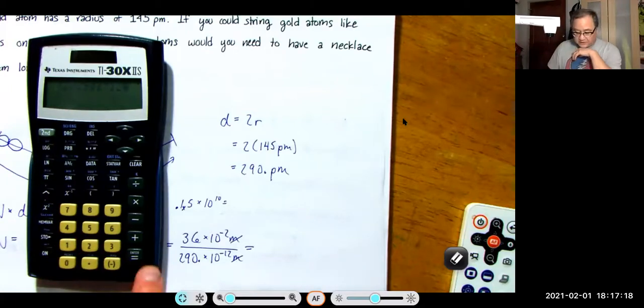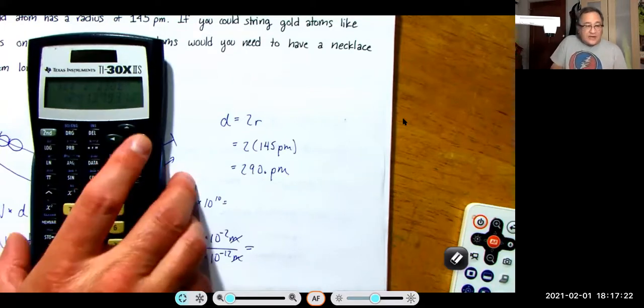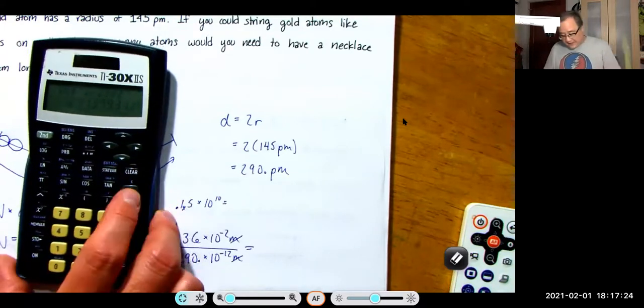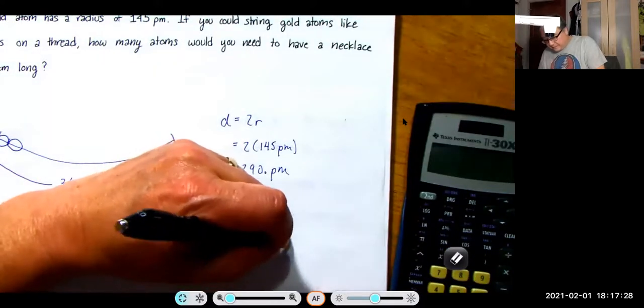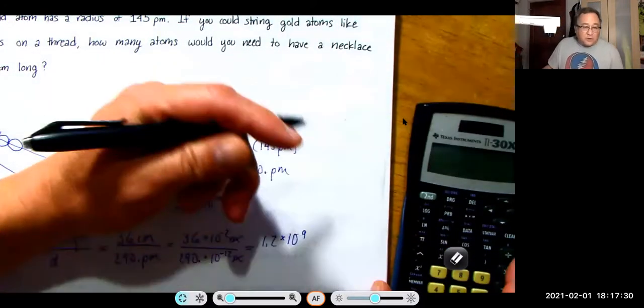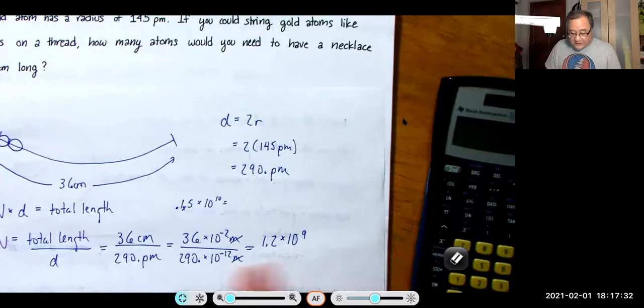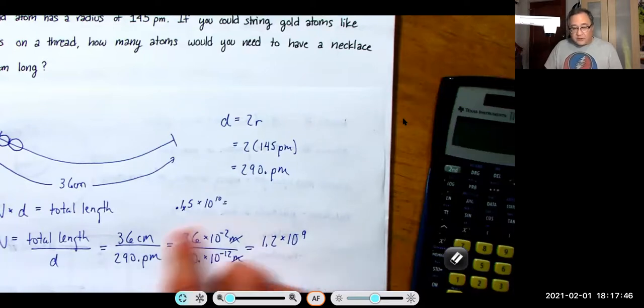So when I hit enter, hopefully I get like 1.5 times 10 to the 9, and I get 1.2 times 10 to the 9. And really I get 1.24, but I'm rounding to two significant figures because of this 36. You can't have a necklace that's exactly 36 centimeters long, but it can be 36 plus or minus 1 centimeter very easily. So that's how you want to use your calculator.